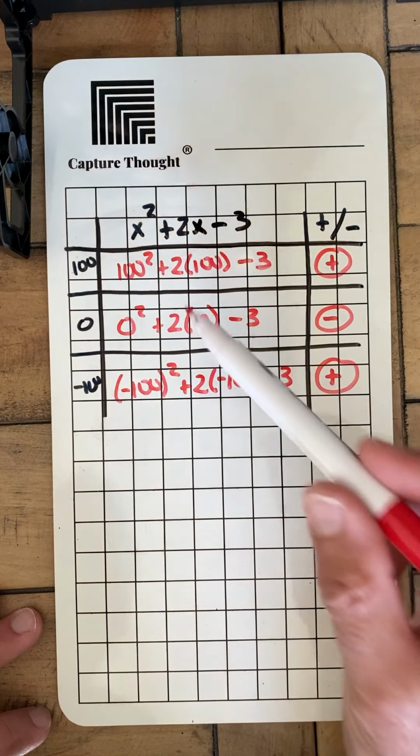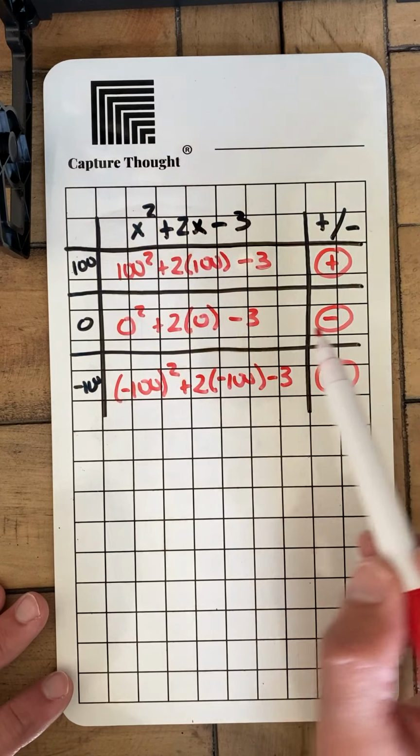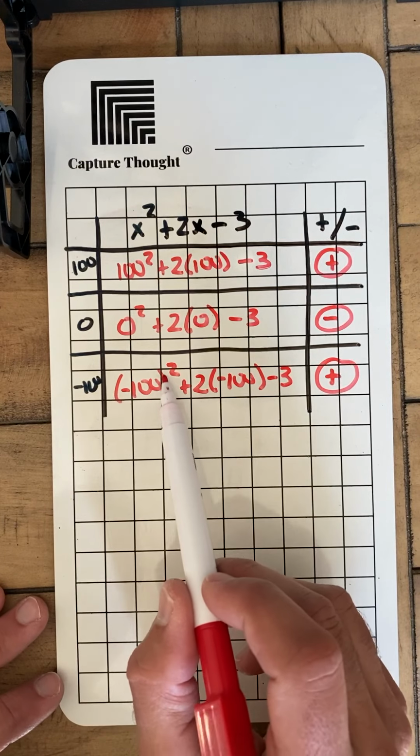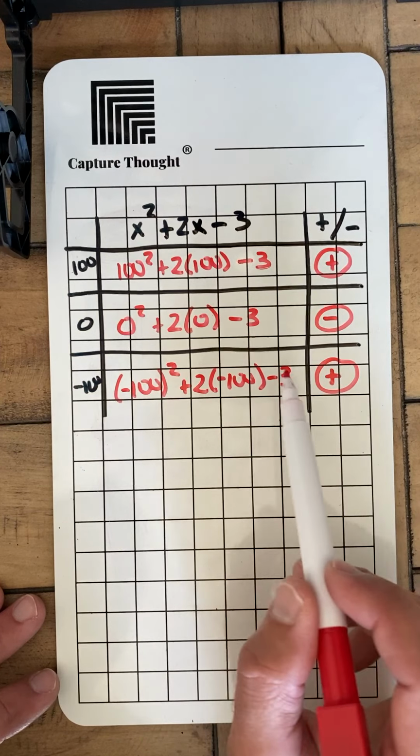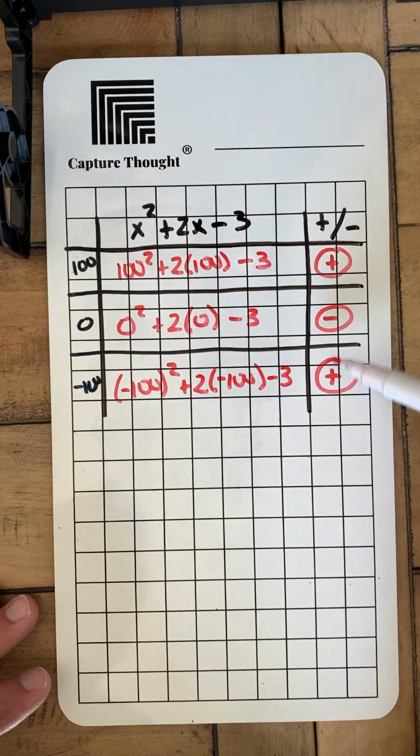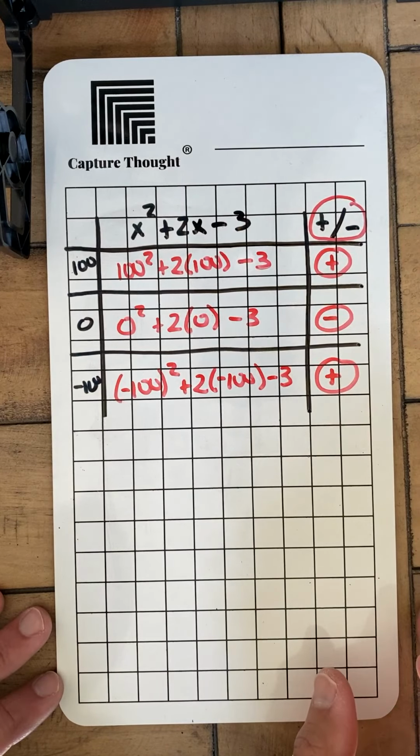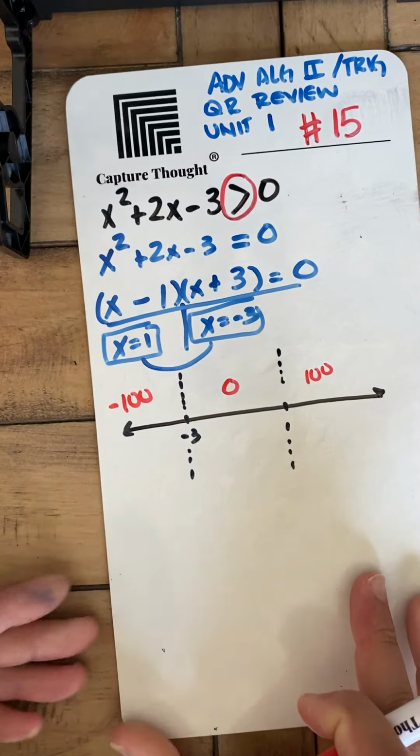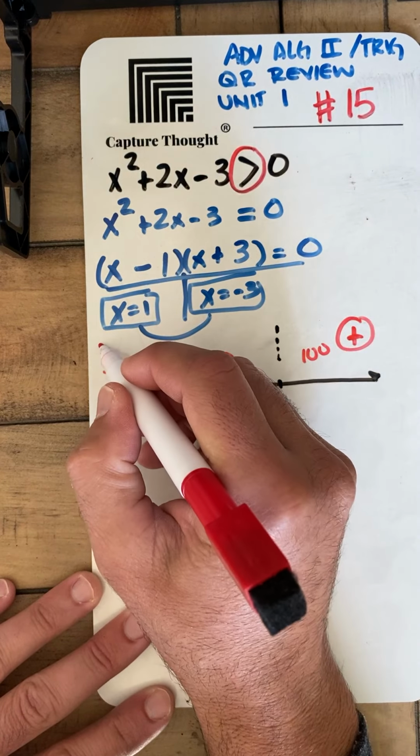So everything at 100 is going to be positive. If I test 0, 0 squared plus 2 times 0 minus 3, I get a negative answer. Likewise, if I test negative 100, negative 100 squared is a really big positive number, minus some smaller negatives is still going to be a positive number. So don't actually worry about calculating what the number is. All you care about is whether or not the number is positive or negative. So positive, negative, positive. So if I go back to my little analysis chart, this will be positive, this will be negative, and this will be positive.